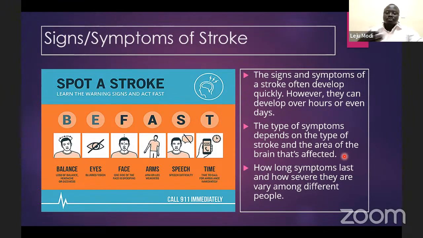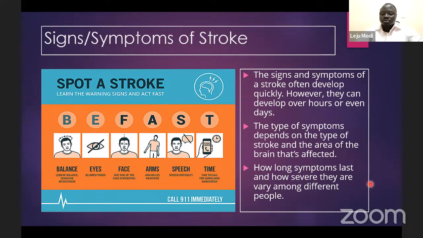So again, the type of symptoms might depend on that. If it is something that affects my speaking, somebody who understands the location of the centers in the brain where speech is controlled will know that, oh, I think the stroke has affected this part of the brain. Okay, so that's how the symptoms and signs are related to identifying the location of the accident.